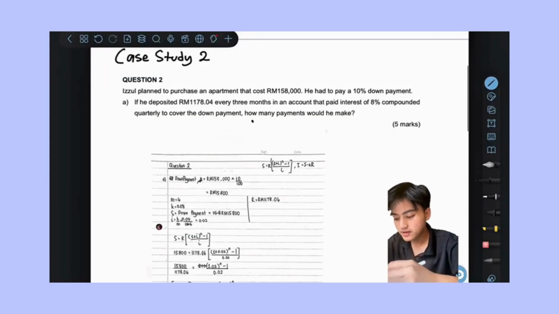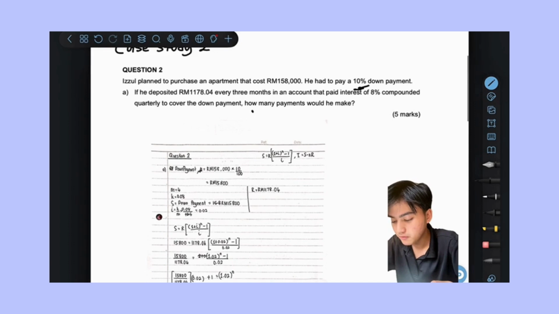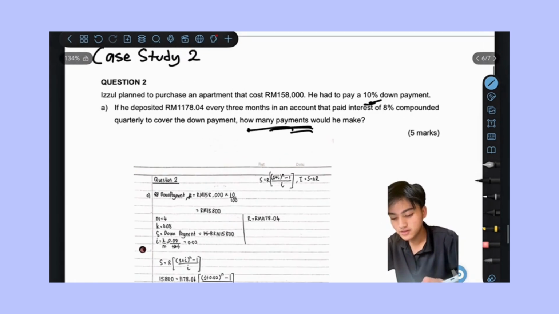Okay, so for case study 2, question 2, Izul wanted to purchase an apartment that cost 158,000 ringgit Malaysia. He had to pay a 10% down payment. If he deposited RM 1,178.04 every 3 months in an account that paid interest of 8% compounded quarterly to cover the down payment, how many payments would he make? So how many payments he would make is considered as N. We need to find the N.